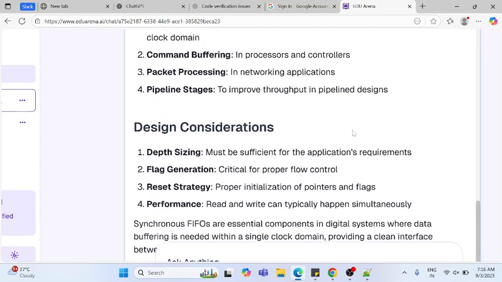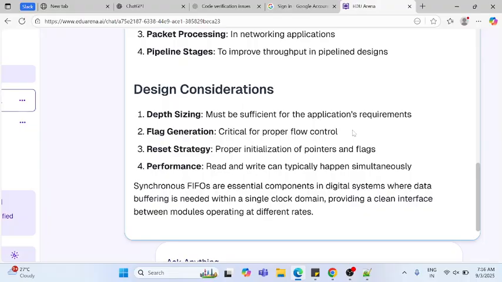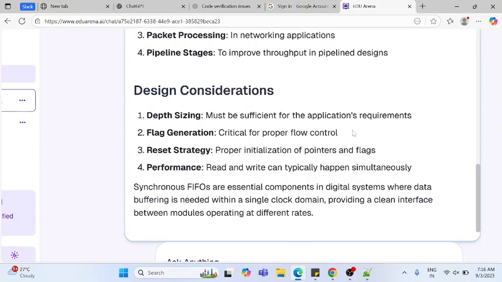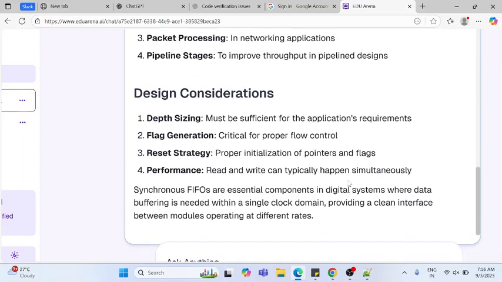Design considerations here: depth sizing must be sufficient for the application's requirement. Flag generation is critical for proper flow control. Reset strategy: proper initialization of pointers and flags. Performance: read and write can typically happen simultaneously because we have a single clock. So synchronous FIFOs are essential components in digital systems where data buffering is needed within a single clock domain, providing a clean interface between modules operating at different rates.